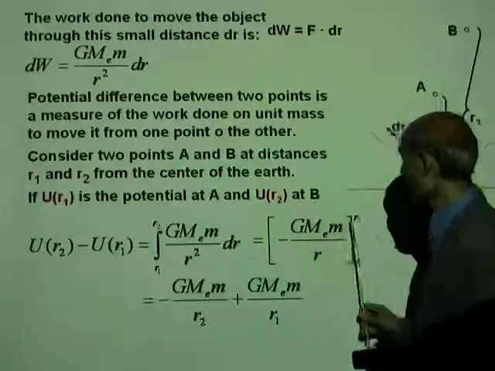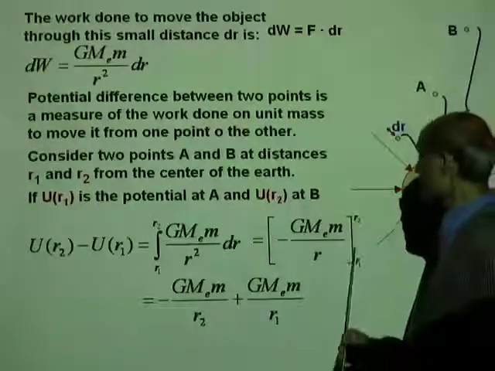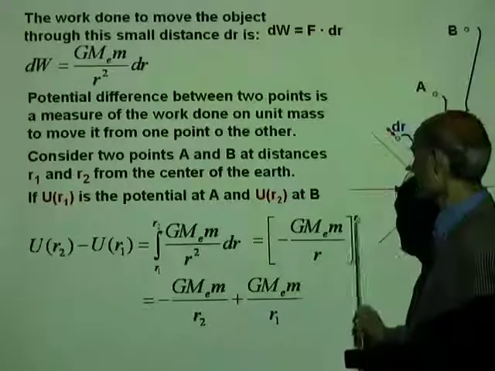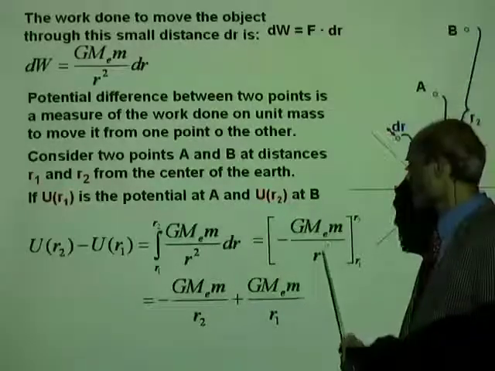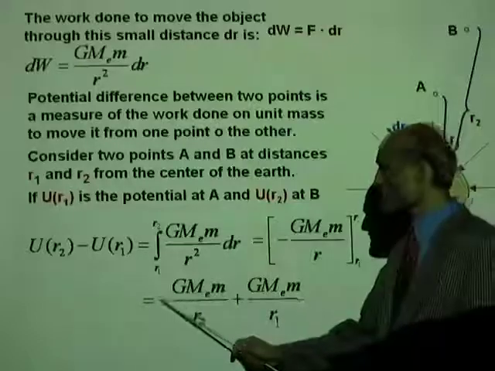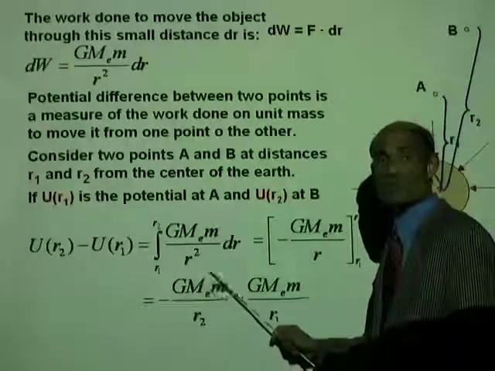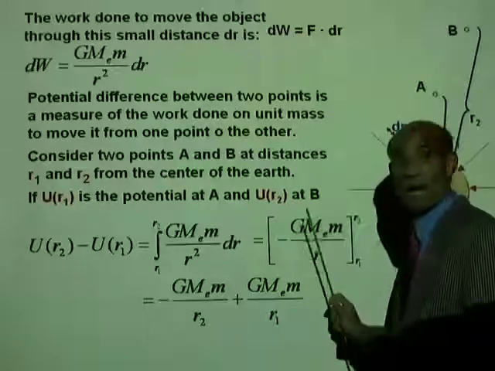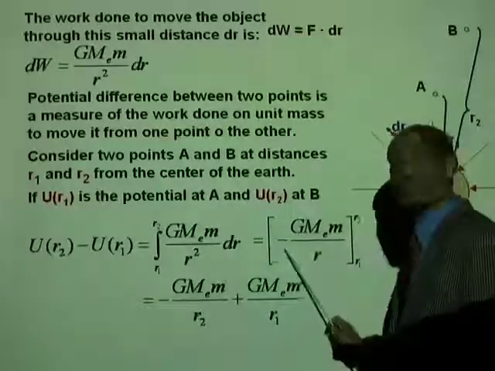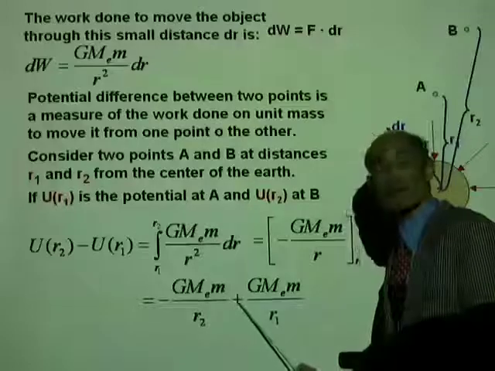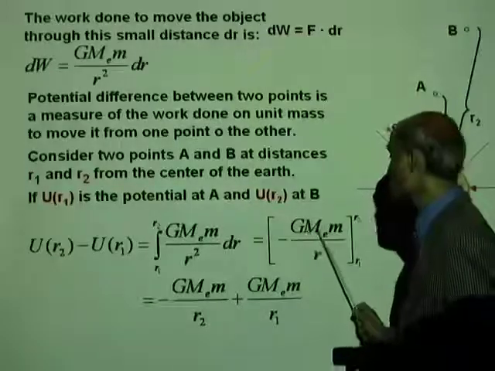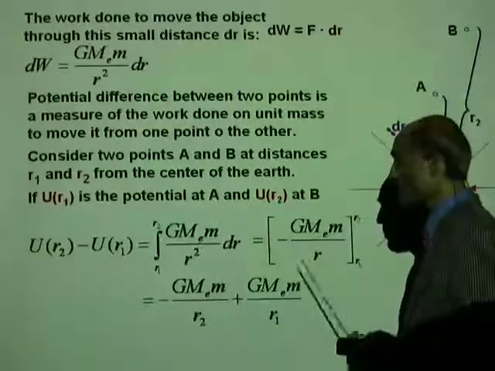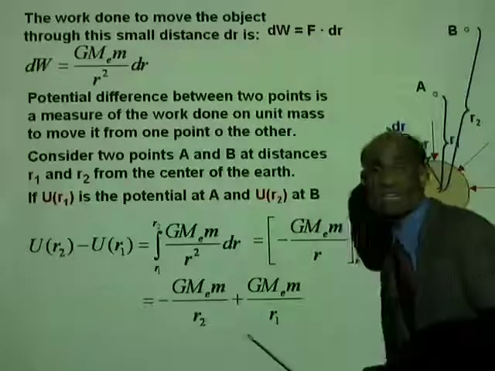Well, if you now put in the upper limit and the lower limit, you put in the upper limit, this r becomes r2, negative G M_E m over r2. Now, you know how to do that. Minus negative will become positive G M_E m over r1. So the right side is now this.